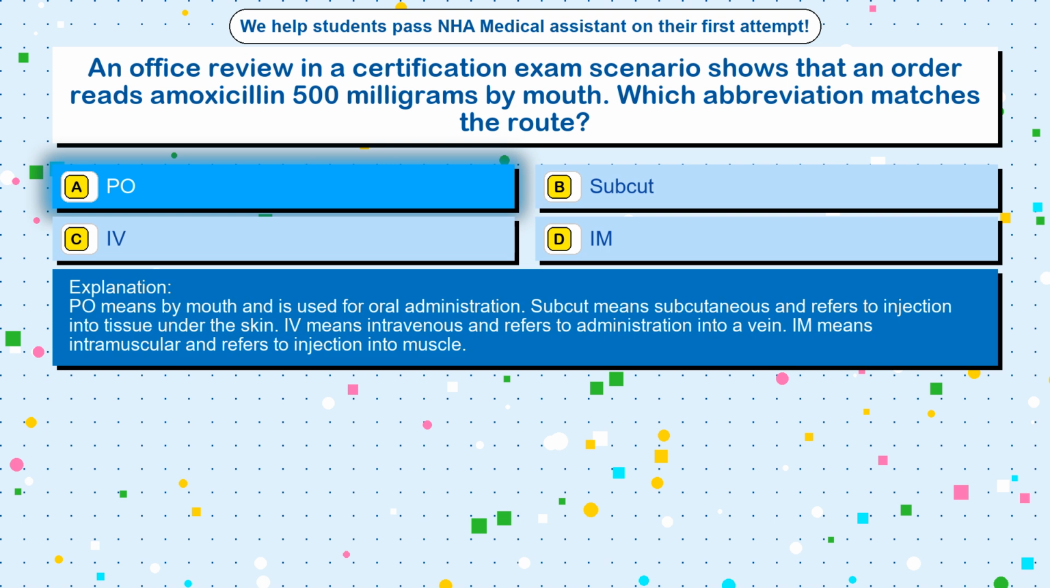PO means by mouth and is used for oral administration. Subcut means subcutaneous and refers to injection into tissue under the skin. IV means intravenous and refers to administration into a vein. IM means intramuscular and refers to injection into muscle.